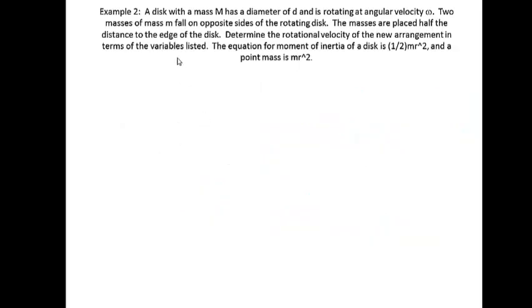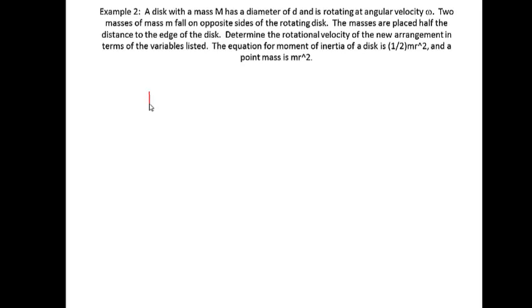All right, next problem. A disk with a mass M and a diameter of D is rotating at angular velocity omega. Two masses of mass m fall at opposite sides of the rotating disk. The masses are placed half the distance to the edge of the disk. Determine the rotational velocity of the new arrangement in terms of the variables listed. The equation for the moment of inertia of a disk is 1/2 mr squared, and our point mass is just mr squared.